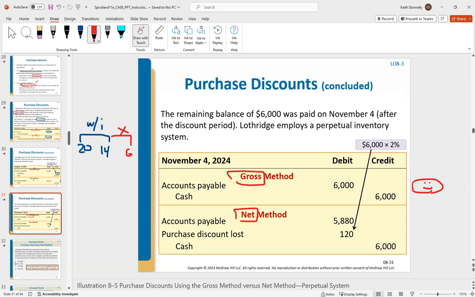The net method, however, we were a little ambitious up here. We thought we were getting that discount for the full amount. Well, at least for $6,000 of it, we didn't get the discount. So it's going to be a little bit more work down here. We've got to undo that discount.